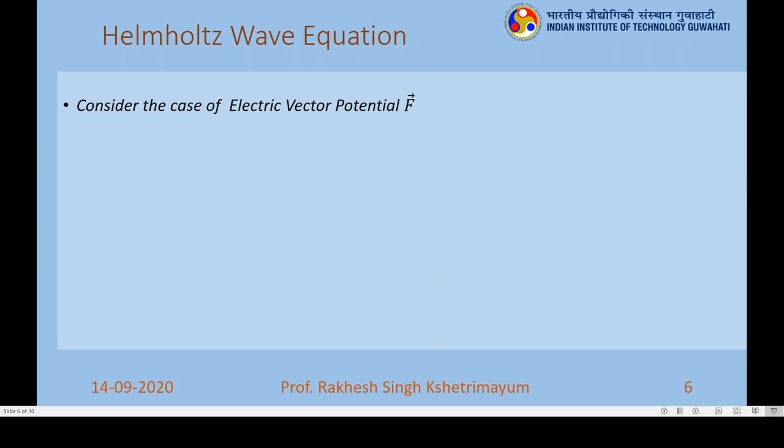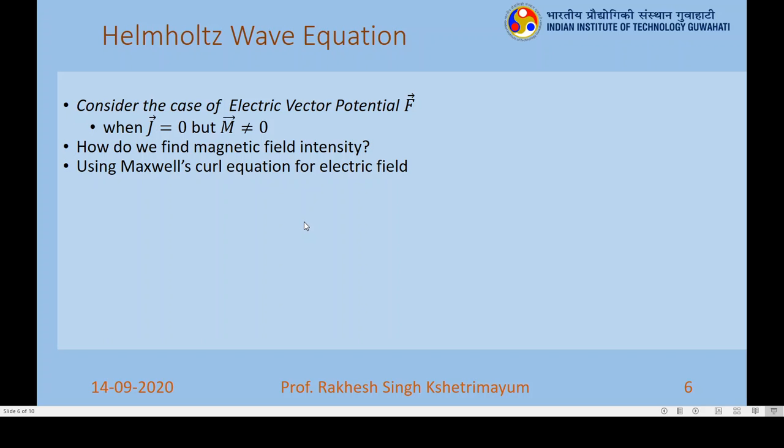So let us consider a case of electric vector potential. That means I assume that electric current density is 0, but magnetic current density is non-zero. The source for the field is the magnetic current density, which is non-zero. So how do we find magnetic field intensity? For this case, J is equal to 0, M is not equal to 0. J is the electric current density, M is the magnetic current density.